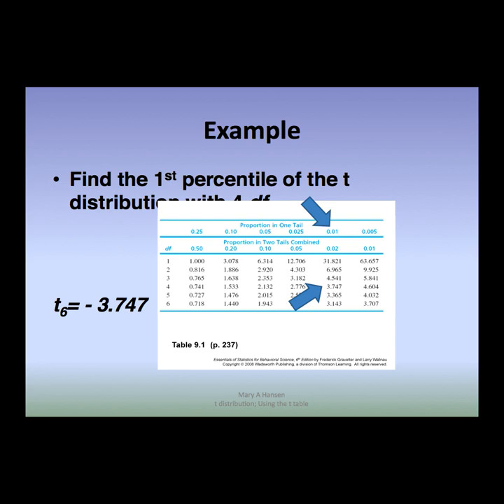If we were asked to find the first percentile of the t-distribution with 4 degrees of freedom, recall that a percentile tells us how much of the data is at or below that score. We are looking for the t-score that's at the first percentile, or the t that has 1% of the data below it. Thus, we will be looking in the proportion in one tail 0.01 column. We go down to the degrees of freedom equals 4 row and find the critical value is negative 3.747. The reason that the critical value is negative is because we are looking for the first percentile, the score that has 1% of the data at or below it. This, of course, in the t-distribution will be a negative value.